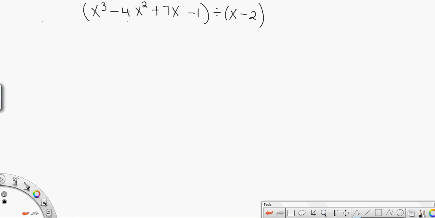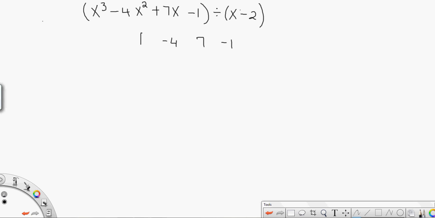So this x cubed minus 4x squared plus 7x minus 1 is your dividend, and the x minus 2 is your divisor. So you start off by writing the coefficients of your dividend. So 1, minus 4, 7, and negative 1. And then you take your constant of your divisor. And by the way, synthetic division can only be used if it's a polynomial being divided by a linear binomial of this form here. That's the only way synthetic division works.